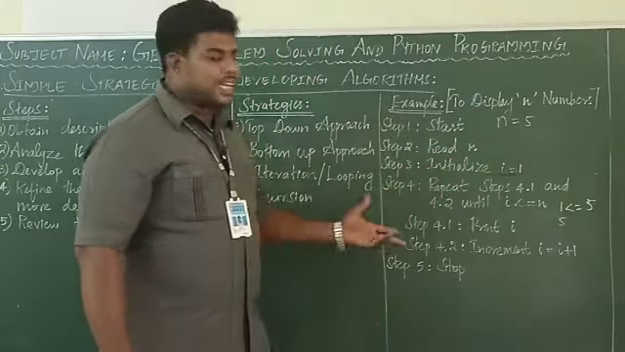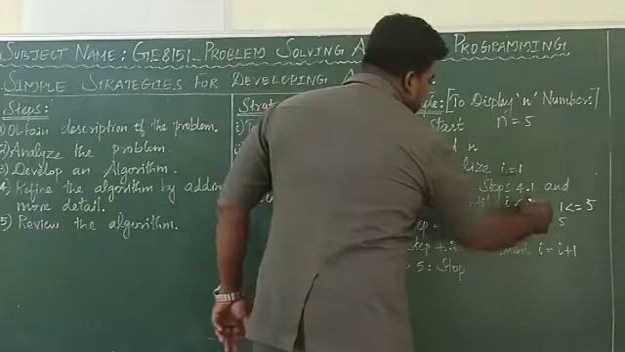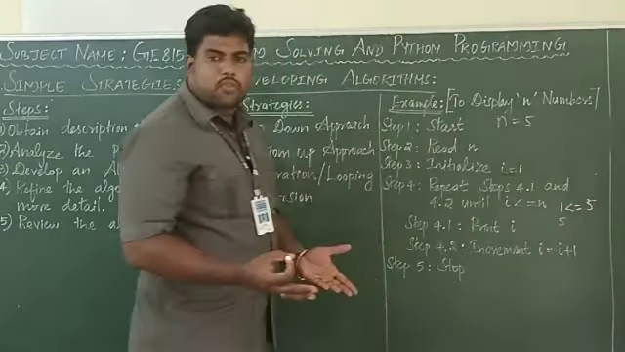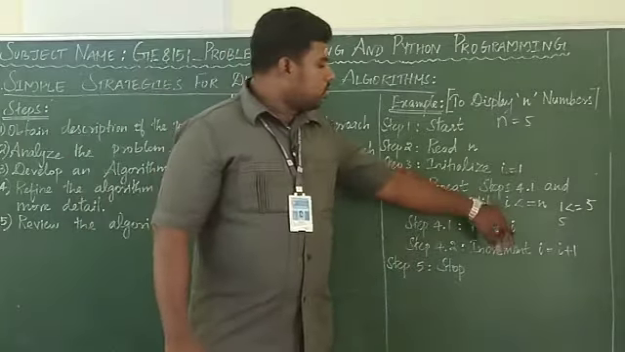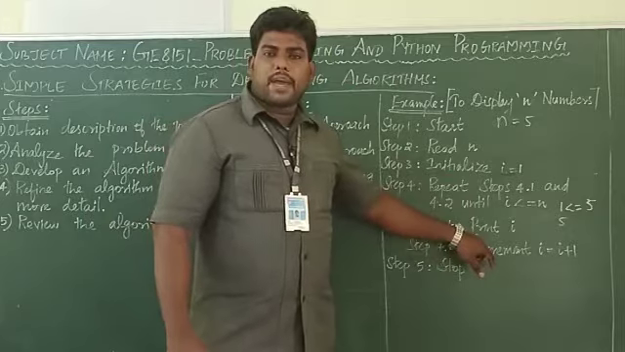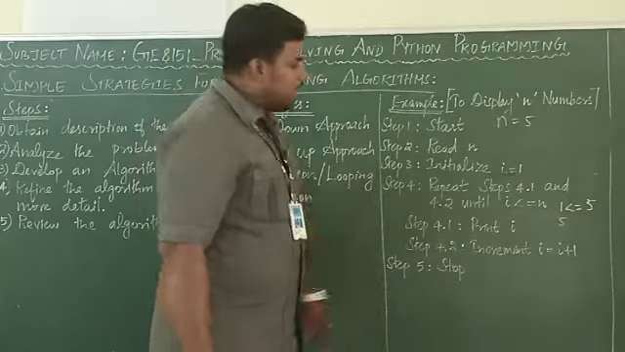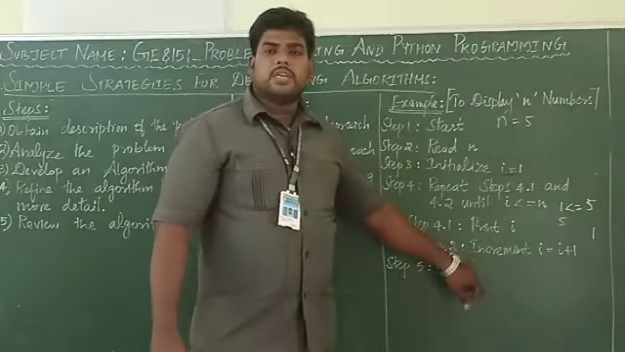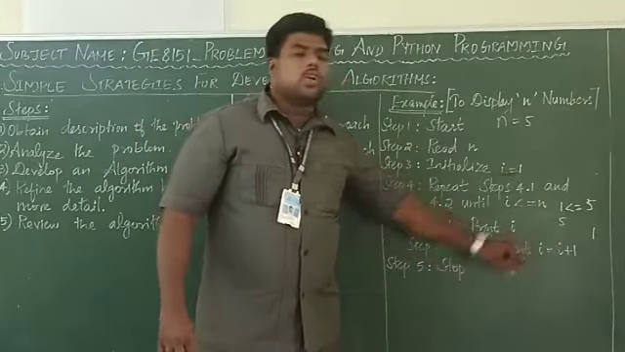Then I am checking a condition. While I is less than or equal to n, what's the I value? 1. 1 is less than or equal to 5. Condition is true or false? True. If this condition is true, repeat 4.1 and 4.2. What is 4.1? Print I. So it will print 1. What's the next step? Increment: I equal to I plus 1.